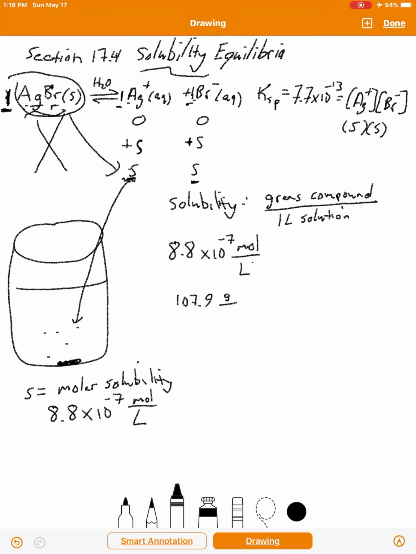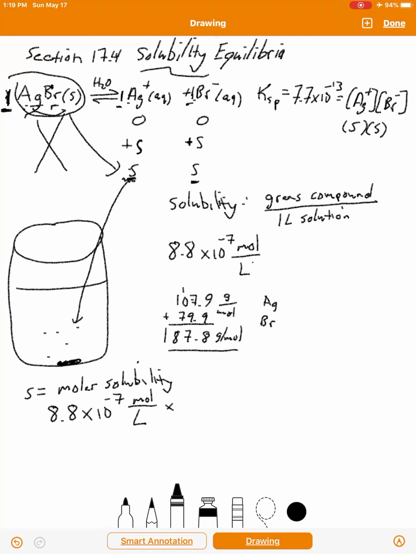107.9 grams per mole for silver and 79.90 or 79.9 grams per mole for bromine. So that would be 187.8 grams per mole. So that's, if you want to call it molar mass of silver bromide, that's it.